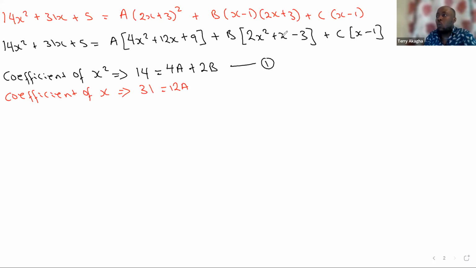Coefficient of x here is 1. 1 times b will give you what? b. Are you seeing it? Now, but coefficient of x here is also 1. 1 times c will give you c. So this is the second equation.